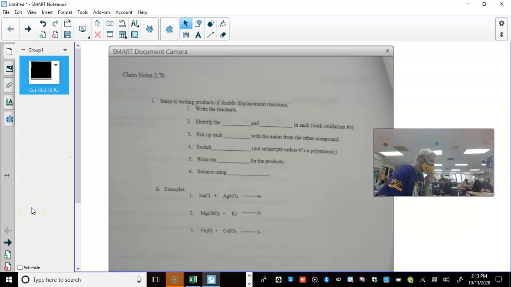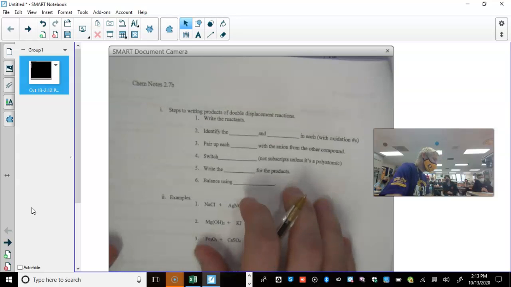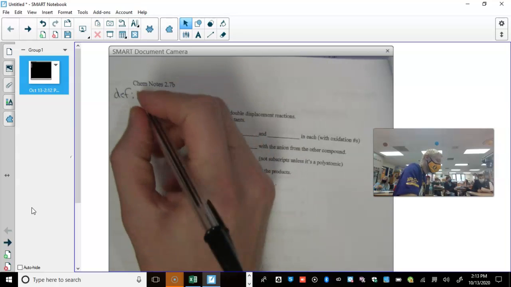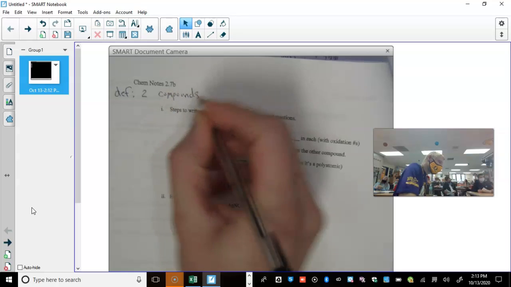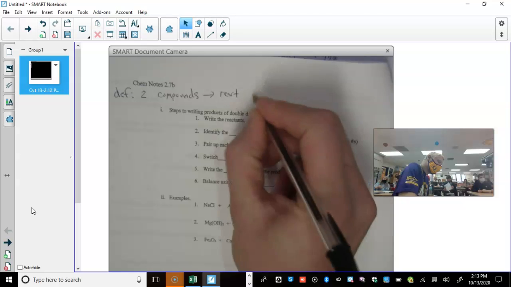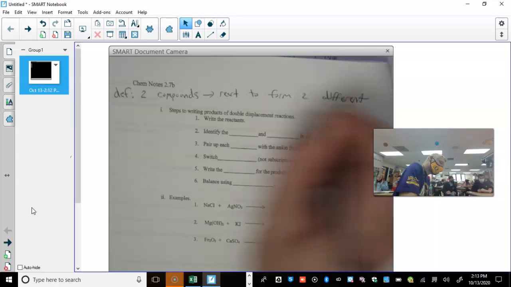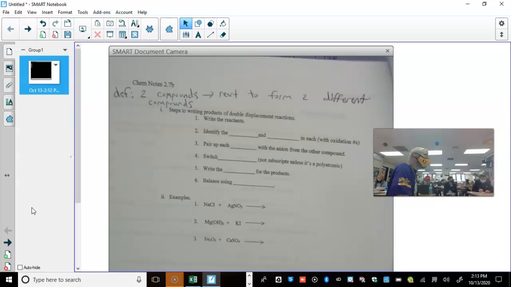All right, this is quick notes on double replacement reactions. And what we've got going on is the definition first. So a basic simplified definition is two compounds react to form two different compounds. That's the simplified definition. Two compounds react to form two different compounds. So if you see a situation with two compounds, it's probably double replacement, at least in this class.